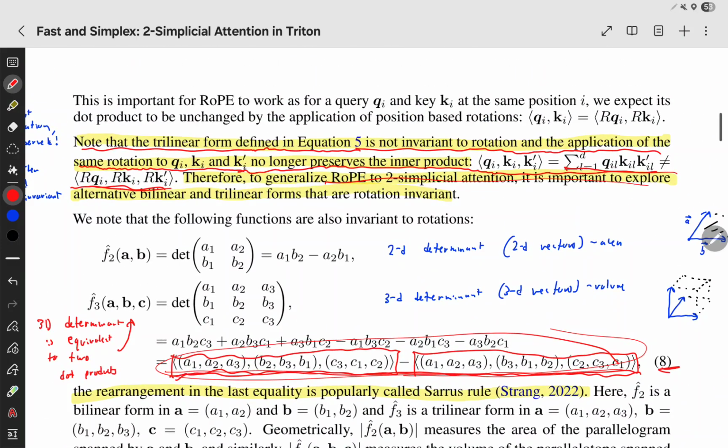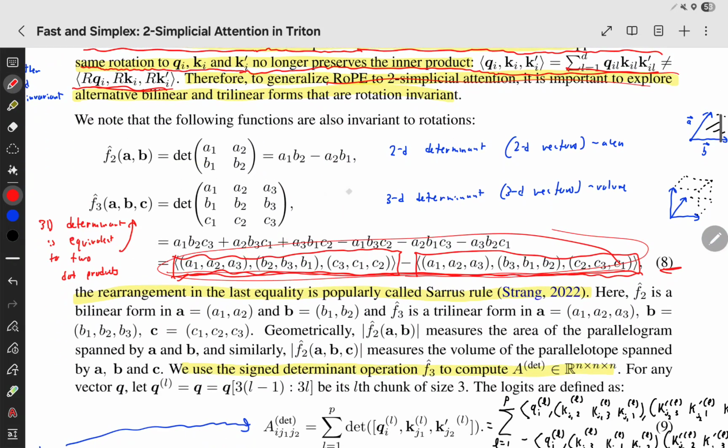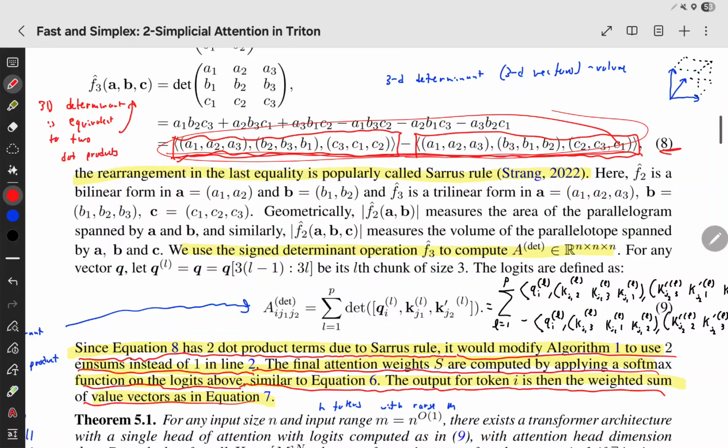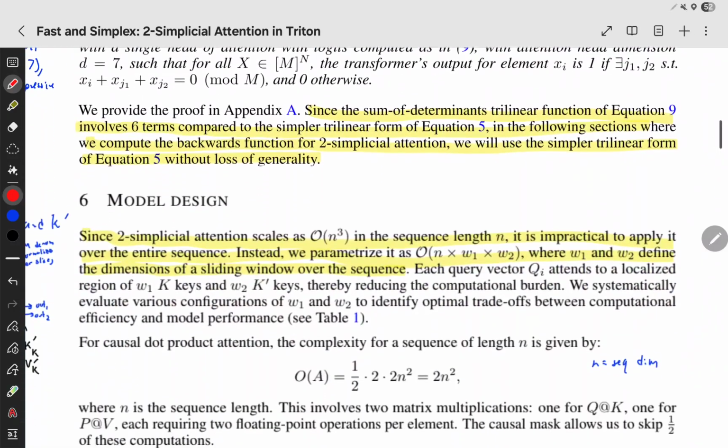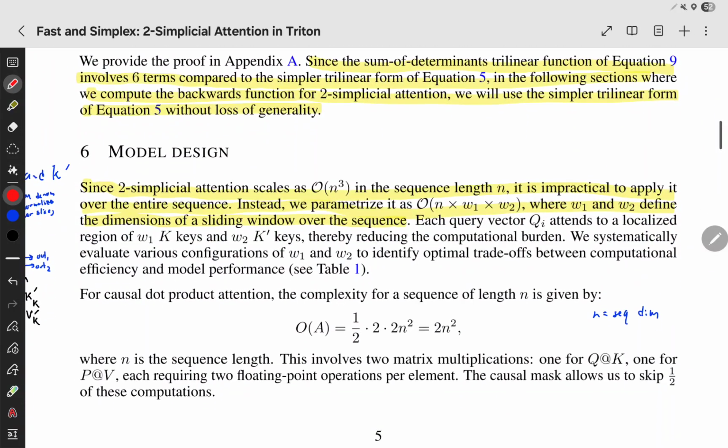So yeah, that's the idea right here. Basically, the inner product is not rotationally invariant because we have three vectors. We can make it rotationally invariant by taking the determinant instead, and the attention scores are now the determinants. So now we can deal with the problem of the model not being computationally friendly.